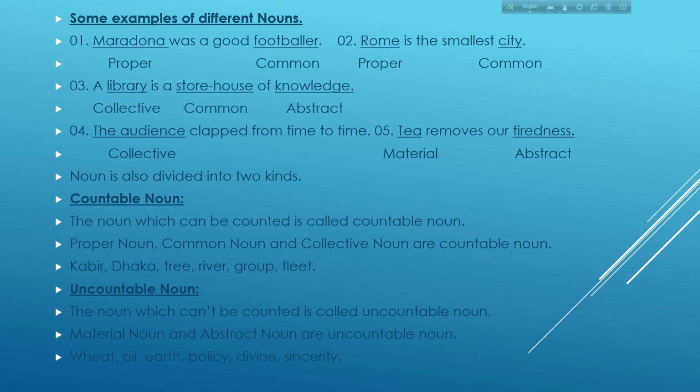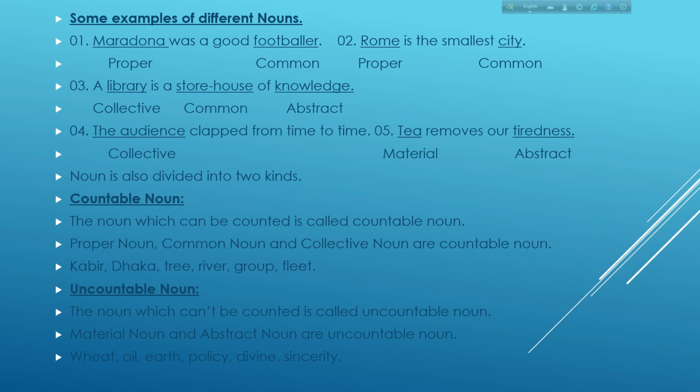Some examples of different nouns I have given here, 5 examples. Maradona was a good footballer. Here, Maradona is a proper noun, footballer is a common noun. Rome is the smallest city: Rome proper noun, city common noun. A library is a storehouse of knowledge: library collective noun, storehouse common noun, knowledge abstract noun. The audience clapped from time to time: the audience, collective noun. And here, tea removes our tiredness: tea material noun, tiredness abstract noun.